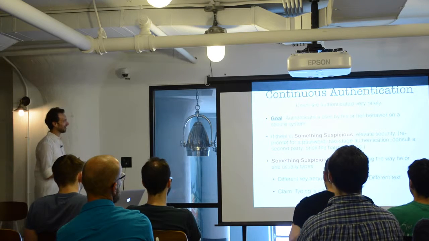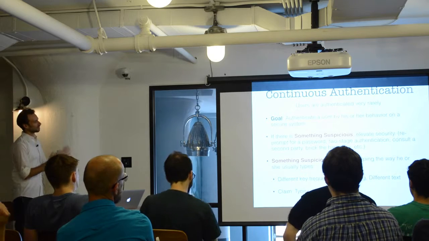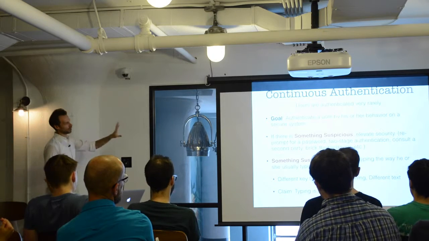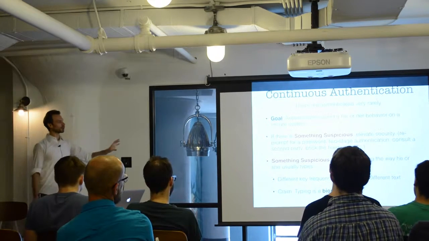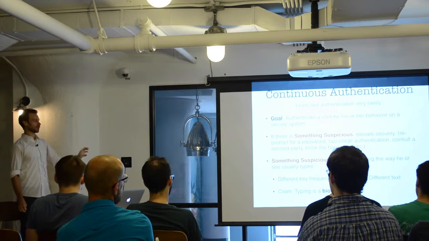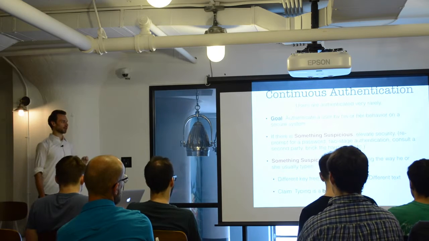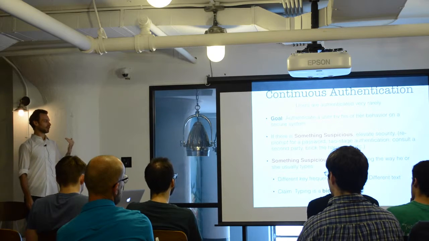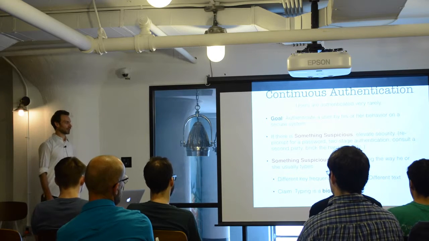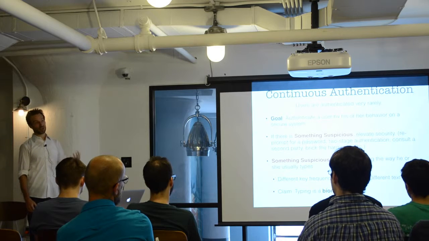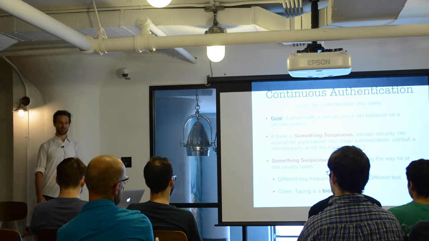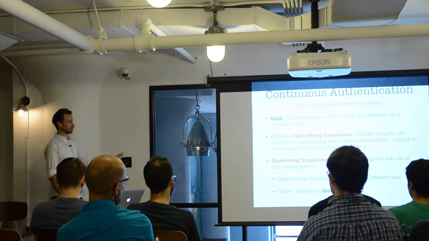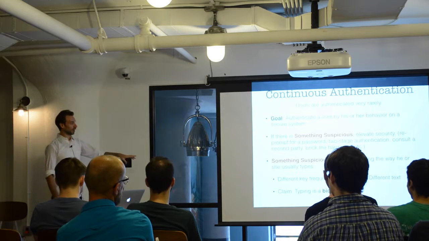a very extreme case. Anyway, this is sort of the view of continuous authentication writ large. What we're looking at is defining something suspicious as a user not typing the way he or she usually types. And this can mean different key frequencies, different typings, different text. You've never written to your mother before, and now all of a sudden you're writing to your mother. That's going to be suspicious. You probably have a problem.